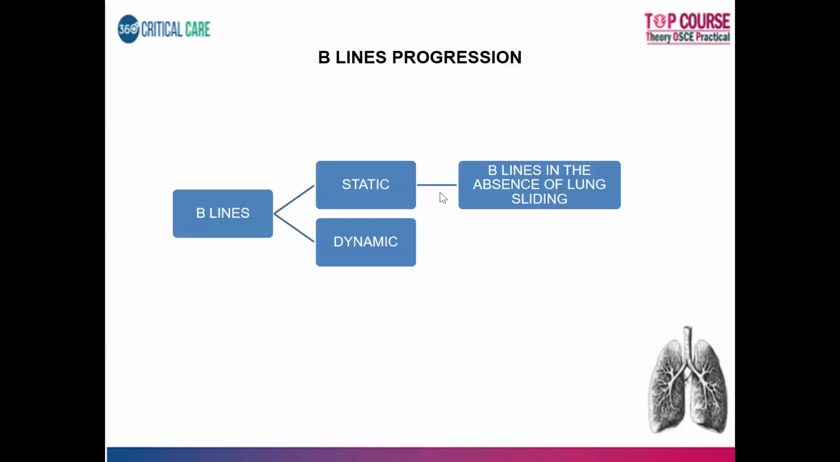So whenever you have static B lines and dynamic B lines, you need to look at when the lines are moving, especially in a normal lung, or else in a patient with pneumonia where the unaffected part of the lung will show you some presence of B lines.